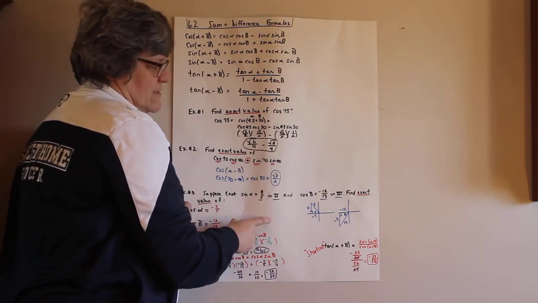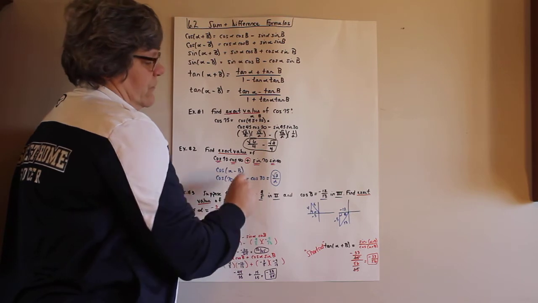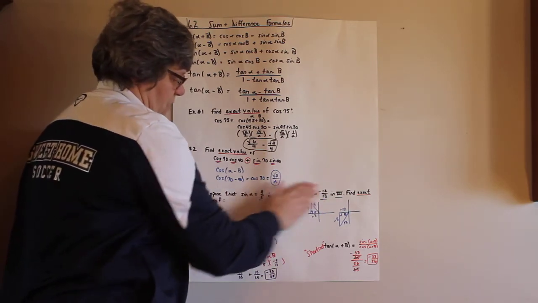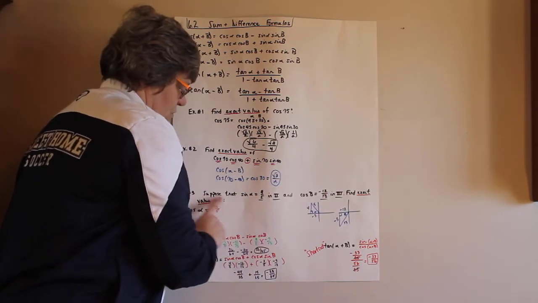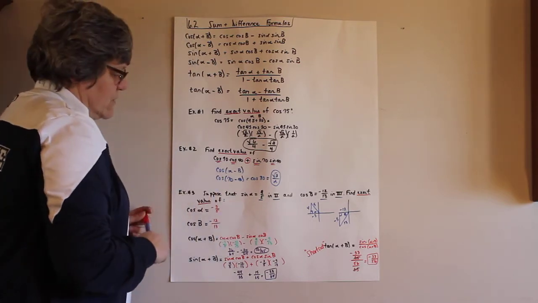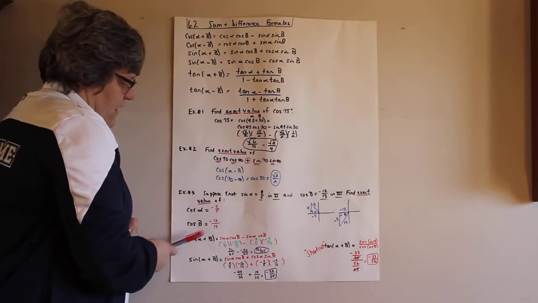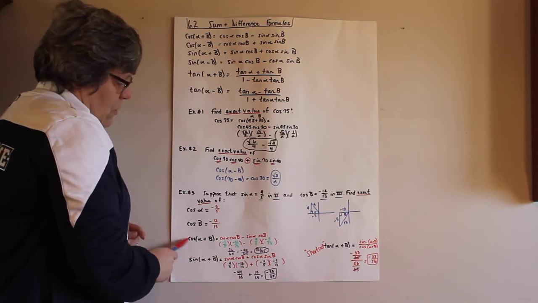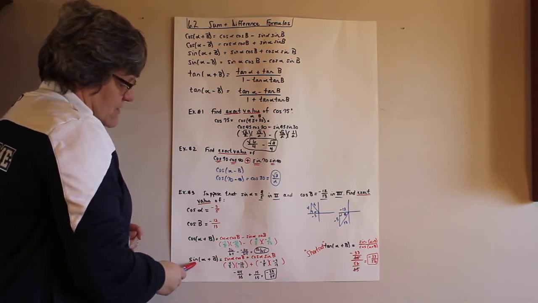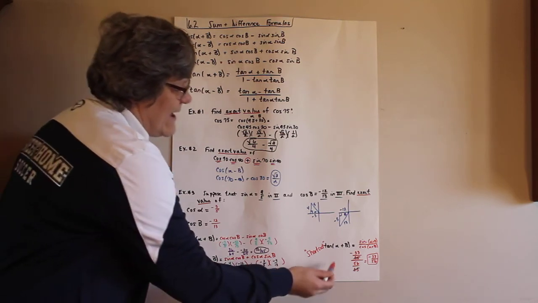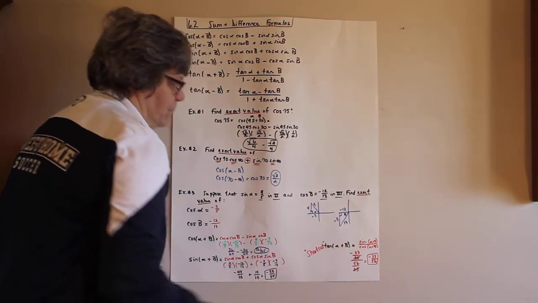Quadrants are for ASTC. Parking lots are for little raised inverses, of which there are none here. So let's find the exact values. We have many exact values. I would want you to find cosine of alpha, cosine of beta, cosine of alpha plus beta, sine of alpha plus beta, and tangent of alpha plus beta.